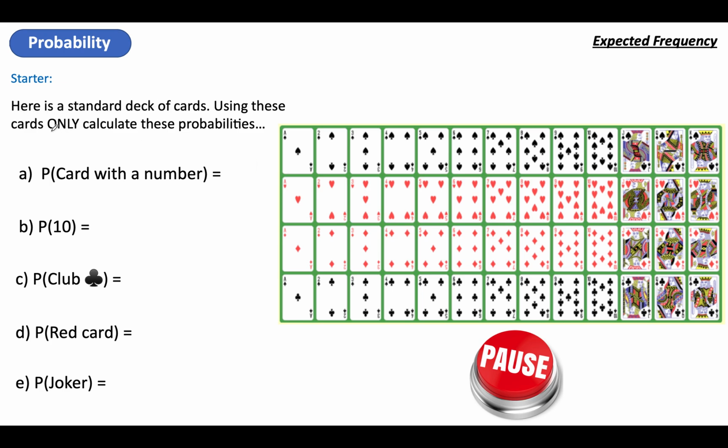Using these cards only, the ones you can see, calculate these probabilities. Let's say I take a card at random, what's the probability that it's a card with a number on it? Okay, so pause the video, write out the questions, write out the answers, unpause when you're done.